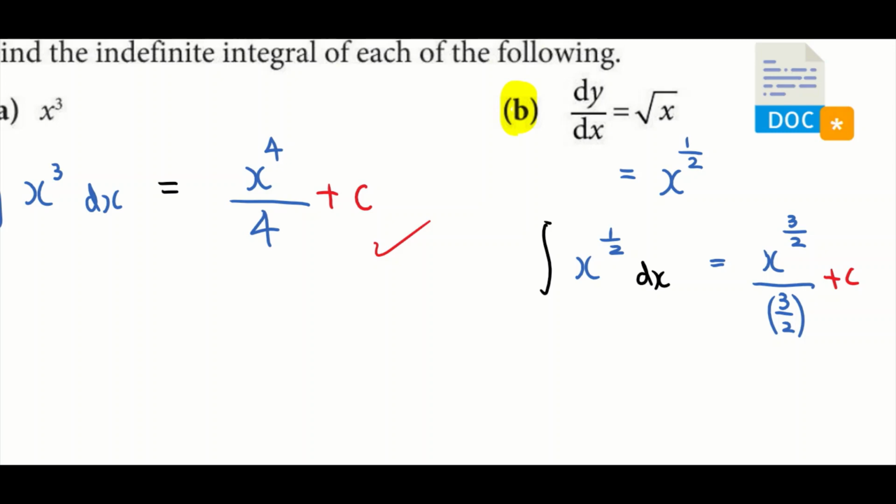And I can simplify further. When you divide by 3 over 2, you are going to flip the fraction, 2 over 3. Yes, 2 over 3 x power 3 over 2. In A math, we can leave it in improper form for the power. You can leave it, and you need a plus c.